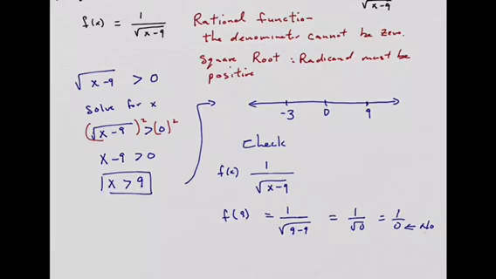So in interval notation, that will be from 9 going towards infinity. So that means on the number line, anything from 9 and bigger will be the domain.